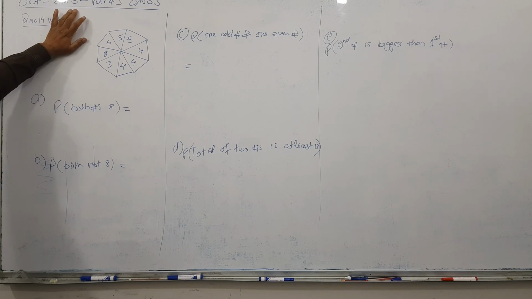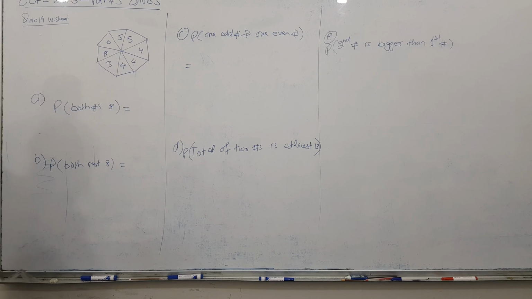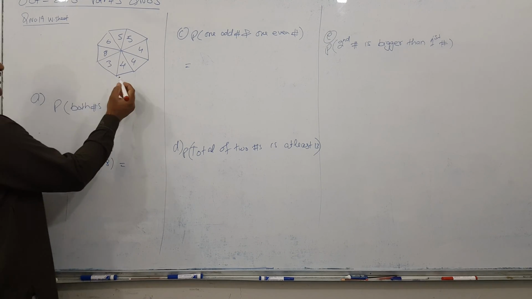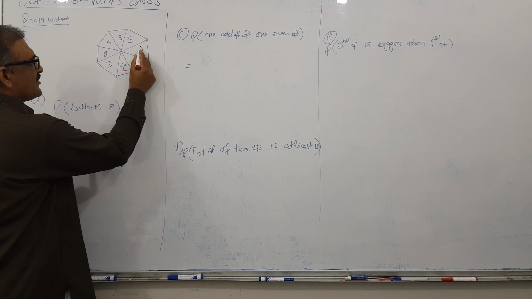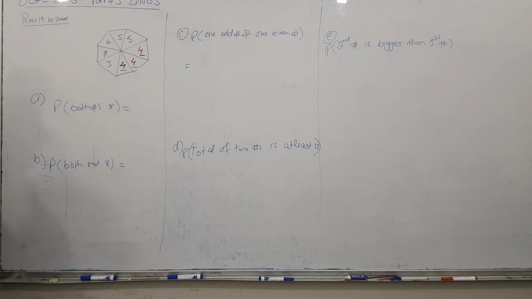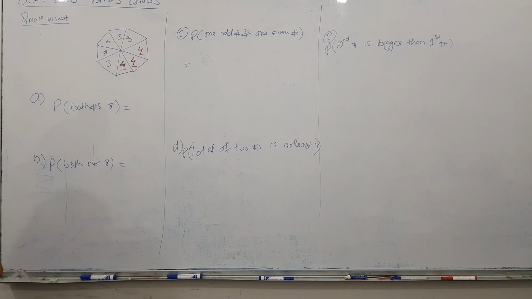Rahim, October 16, variant 43, question number 5, topic is whole levels probability. We have a spinner, as we can see here. We have 3 fours, and 1, 3, 8, and then 5 and 6. Okay, so this is clear.